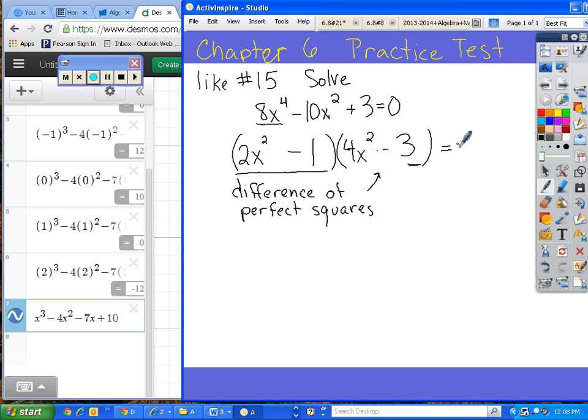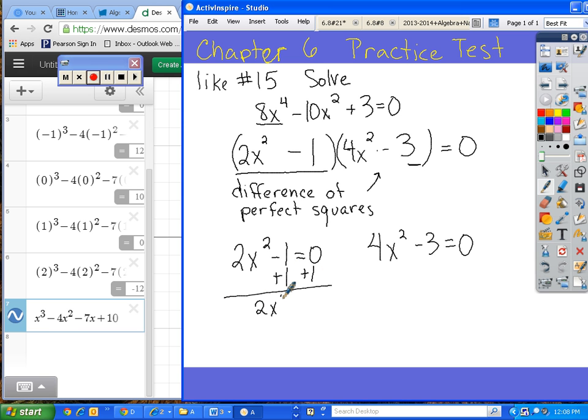So to solve this problem, I'm going to set each factor equal to 0. So 2x squared minus 1 is equal to 0, and 4x squared minus 3 is equal to 0. I'm going to solve this for x. Here I have 2x squared is equal to 1. Divide both sides by 2, and I get x squared is equal to 1/2.